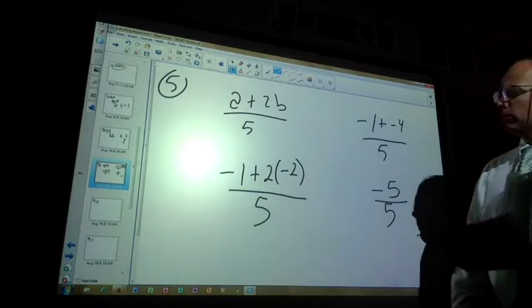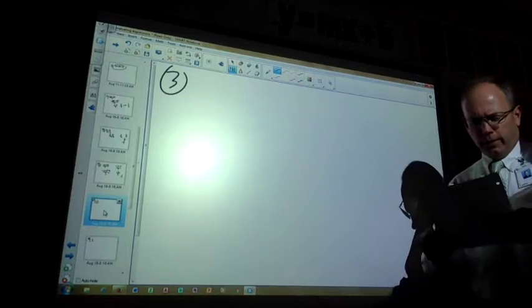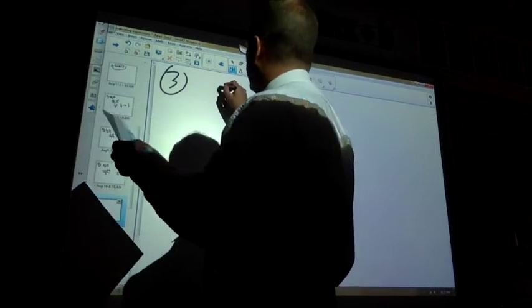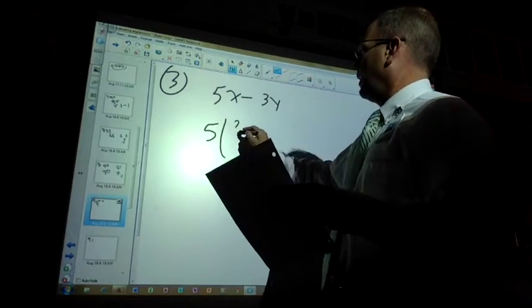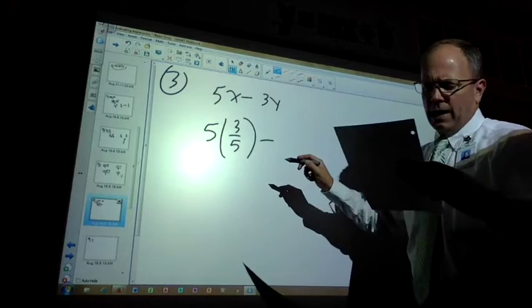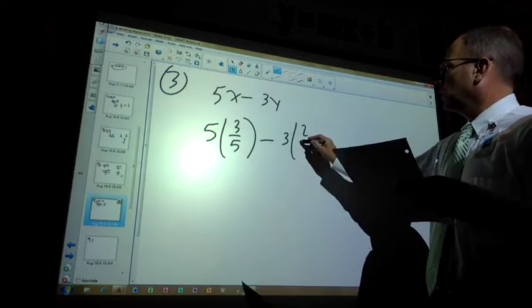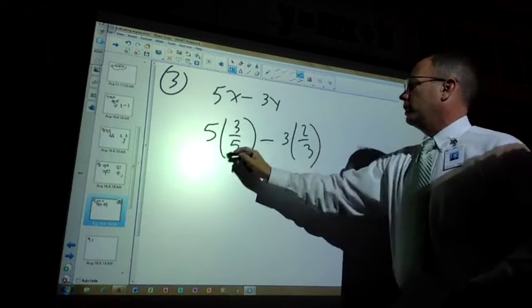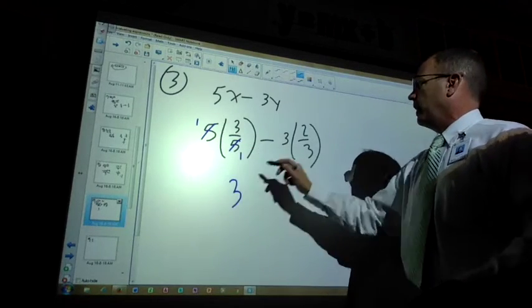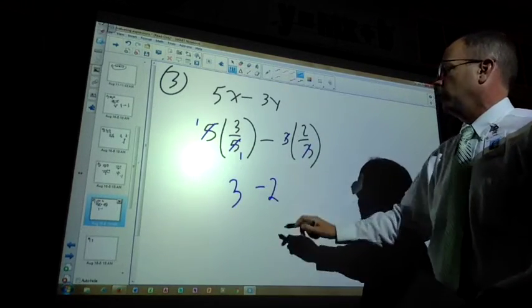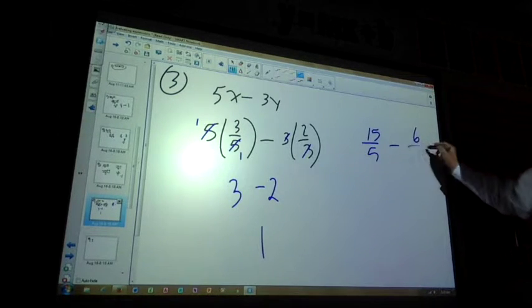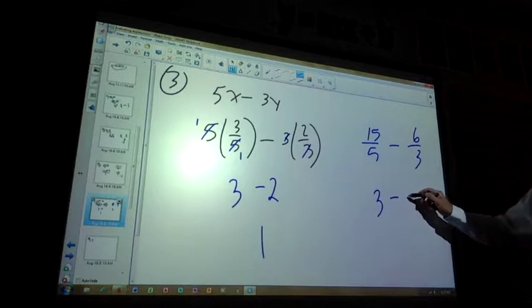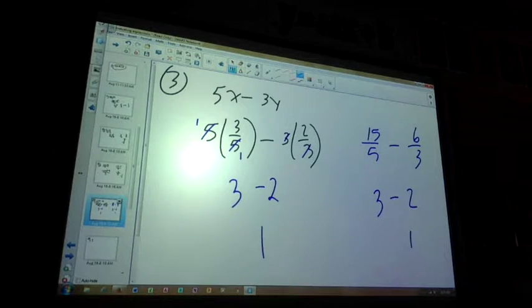Okay. Number 3. 5x minus 3y. They tell us that x is 3/5. They tell us y is 2/3. So a couple ways you could do this. You could say, oh, those cancel out, and that gives me 3 there, and that cancels out there, so that gives me minus 2. I get 1, or you could have gone 15 over 5 minus 6 over 3, reduce those, and still would have gotten 1 for an answer. So two different ways to do it, same result.